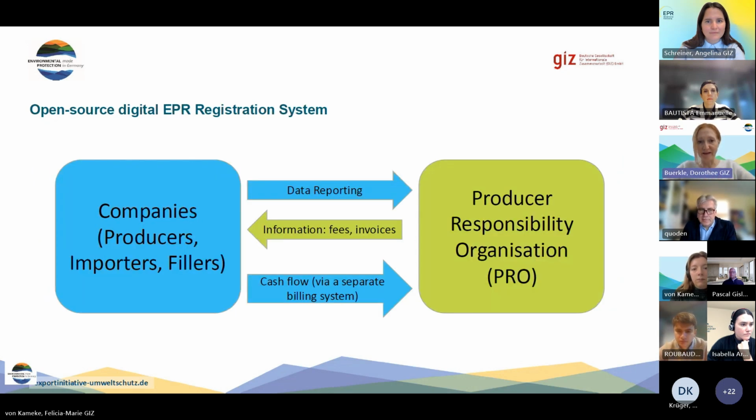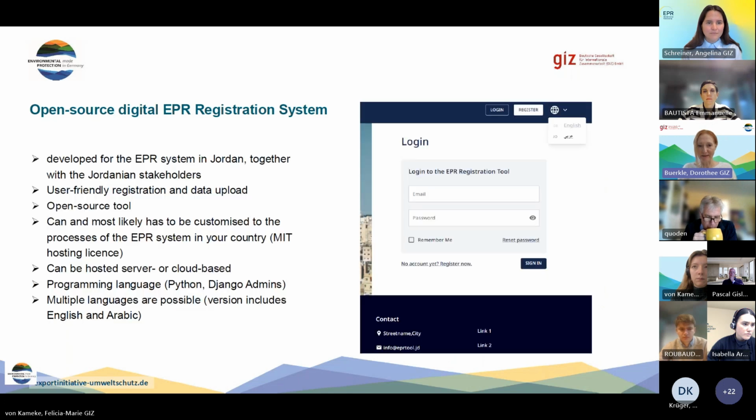This is what our EPR registration system covers. It's a communication between the companies, in this case producers, fillers, and importers, and the PRO. There is the data reporting via the system going to the PRO, and then information about fees and invoices, and probably also about new regulations, is going back to the companies. And then there's the cash flow. However, this is not covered by the system. This should be via a separate billing system. Next slide.